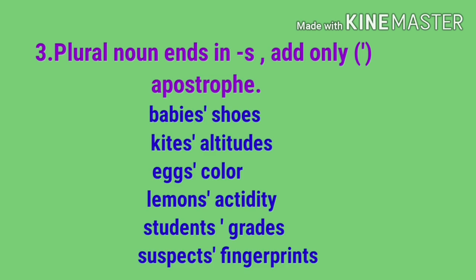Some more examples. Babies' shoes. Kites' altitudes. Students' grades. Eggs' color. Lemons' acidity. Suspects' fingerprints. For a plural noun ending in s, if you want to show the possession, we add only an apostrophe.